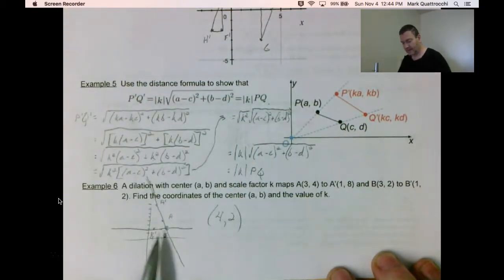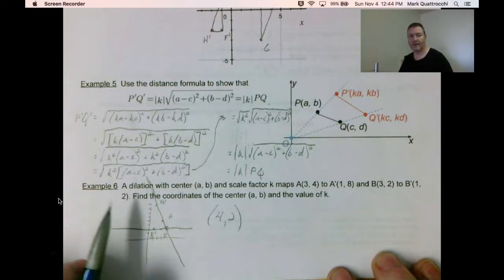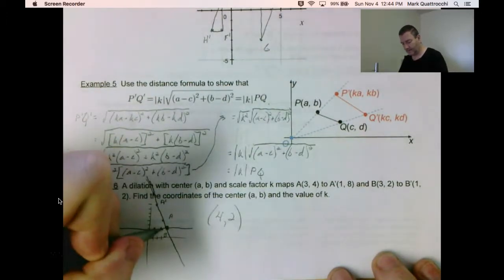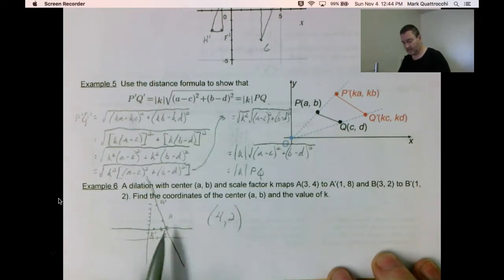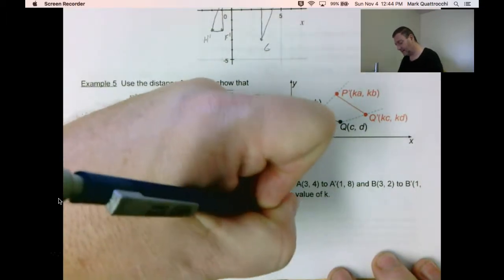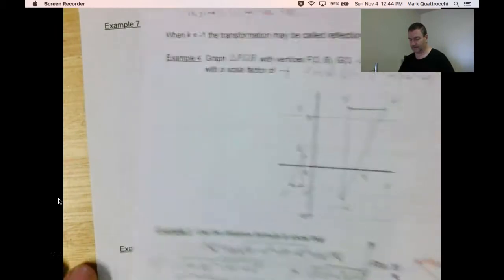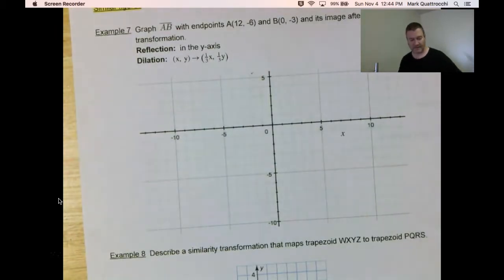And is it an enlargement or reduction? Well, when we go from the center to B prime, B prime is moving away, A prime is moving away, and when they move away, they're getting bigger. So it's an enlargement. When I find the distance from center to B, that length is 1. The distance from the center to B prime is 3. What do I multiply 1 by to get 3? My scale factor is 3. Here's example 6. Example 7.